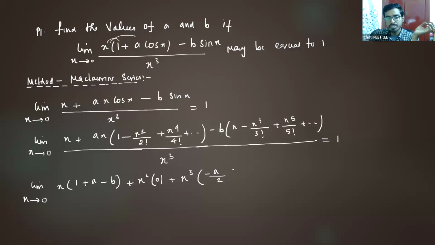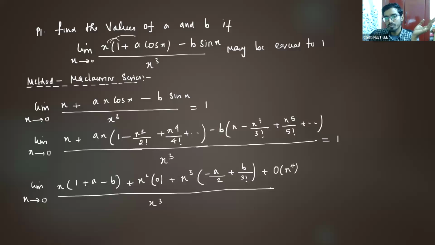Is there any x cube term coefficient here? Yes. It is plus b by 3 factorial. And I don't need any terms other than x cube. In the denominator, we have x cube. So I don't need any term other than x cube. You just put order of x power 4. Order of x power 4 means x power 4 term and degree higher terms. This is equal to 1. Now you divide this separately.